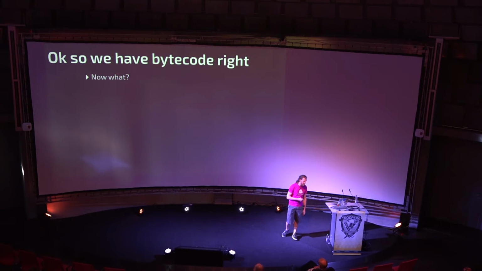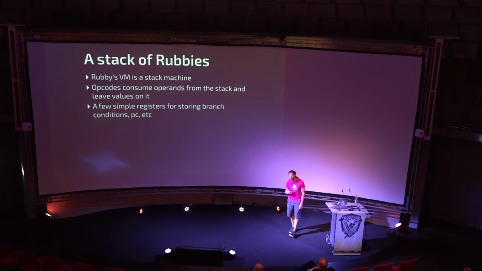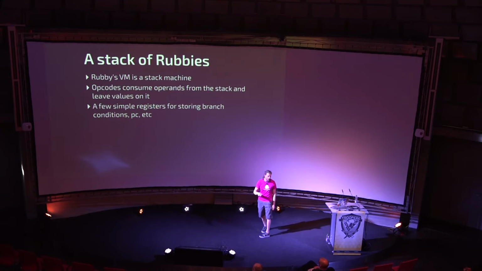Well, so what do you do next? So under the hood, Ruby is a stack machine. It has a couple of basic registers, but logically, nearly every operation operates on a stack. And so, aside from having a PC, a condition register, and a return register, everything kind of either pushes to, pops from, or interacts with the stack.